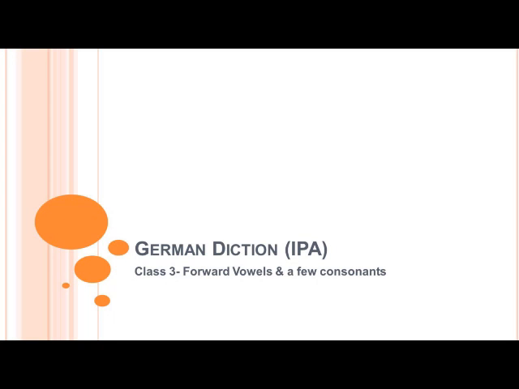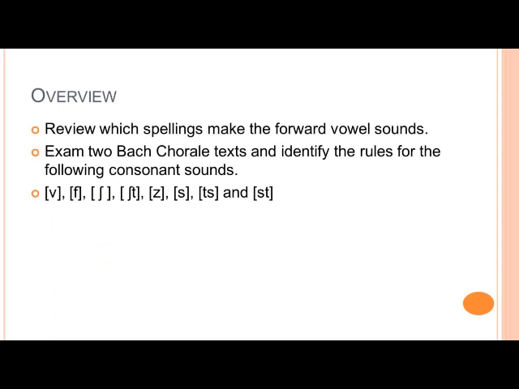This is Class 3, Forward Vowels, and a few Consonants. In this lecture, we'll be reviewing which spellings make the forward vowel sounds. We'll examine two Bach chorale texts and identify the rules for the following consonants: v, f, sh, st, z, s, ts, and st.